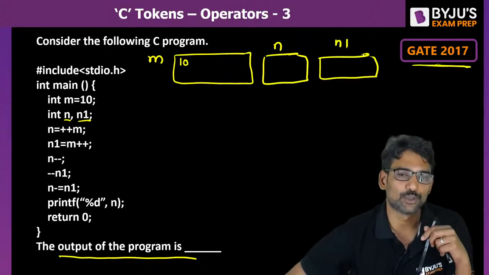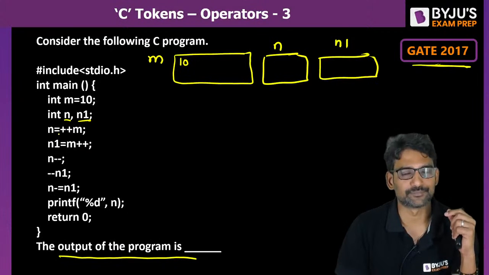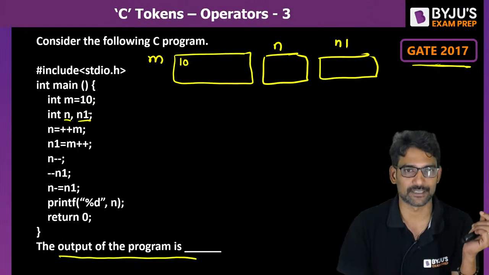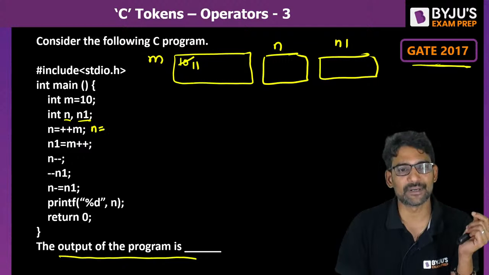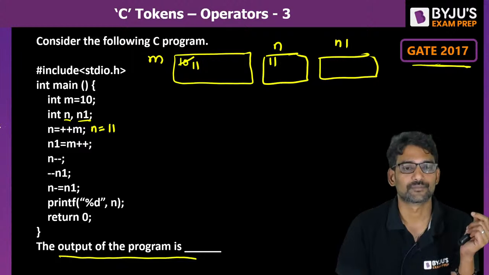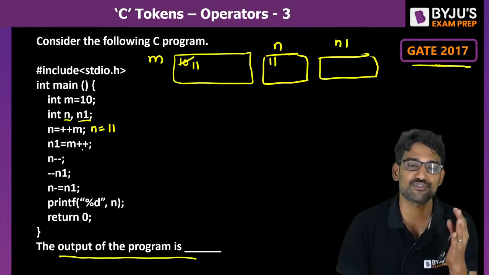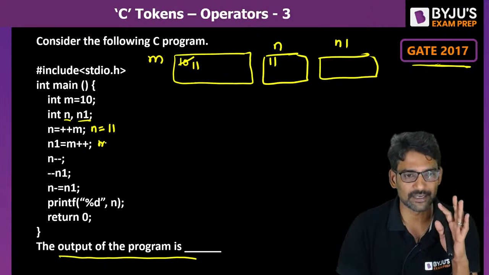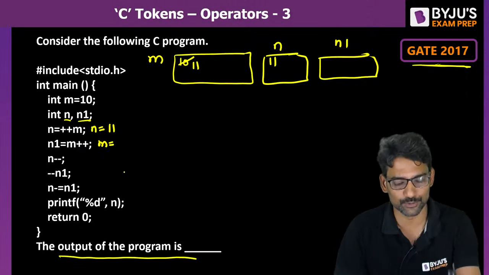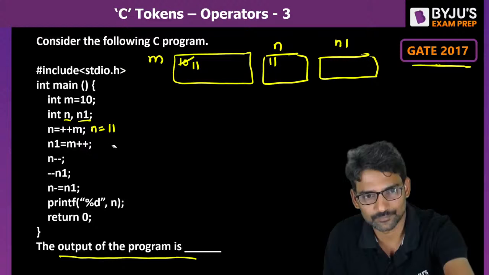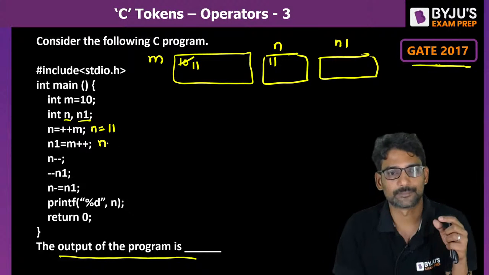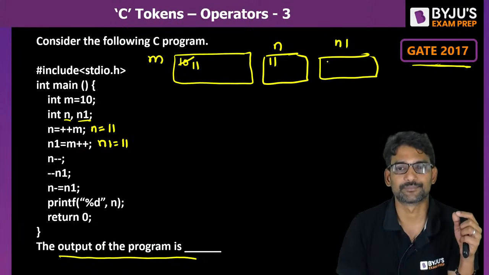n is equal to plus plus m, it's a pre-increment. So first m gets incremented, that incremented value assigned to n. Then n1 is equal to m plus plus, it's a post increment. So first the existing value assigned to n1, that is 11, then increment m value.